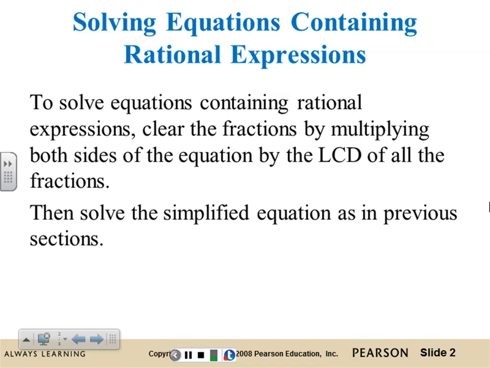We've done this earlier. When you want to clear fractions out of an equation, you just multiply through by the LCD. And so we're going to apply that here with these rational equations, and then we're going to solve the simplified equation as in previous sections.